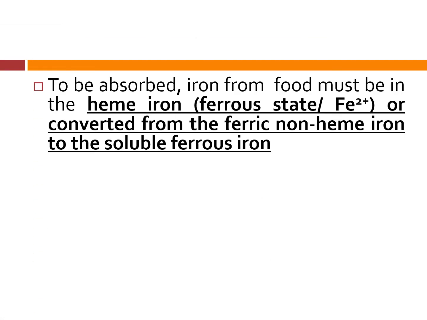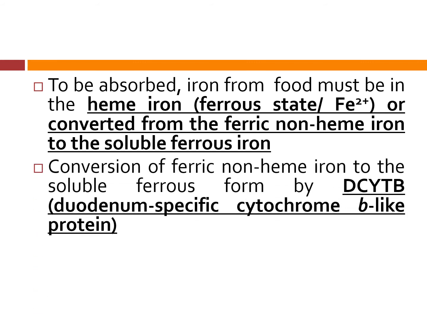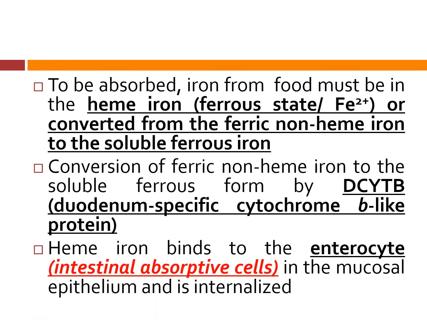To be absorbed, iron must be in heme form from the food, or converted from the ferric form to the ferrous form. Conversion of the ferric form is done by DCYTB, or the duodenum-specific cytochrome B-like protein. The heme iron, the ferrous form, binds to the enterocyte in the intestinal absorptive cells in the mucosal epithelium and is internalized.